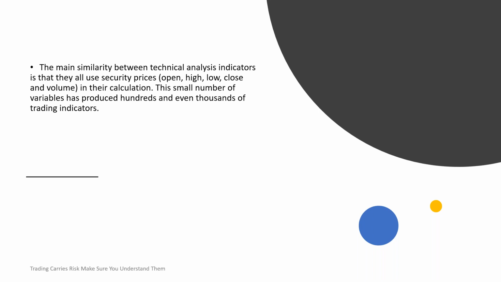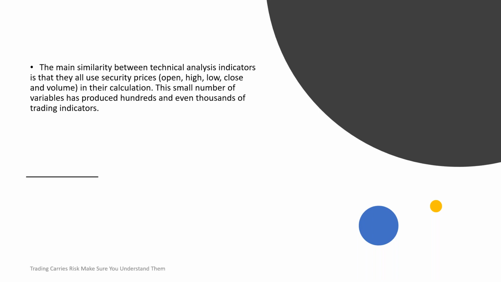But the main similarity between all technical analysis indicators, whether you want to use MACD or some esoteric one, or RSI or a basic one like a moving average, is they all are based on basically five pieces of information: the open, the high, the low, the close, and the volume. That's it. Price is price. There's not much more you can do.